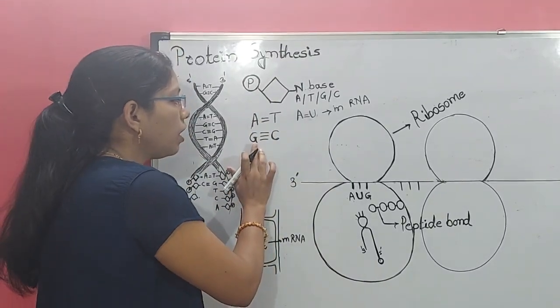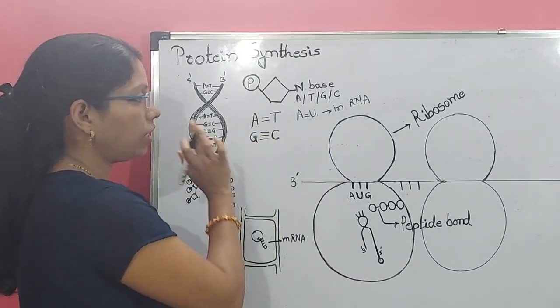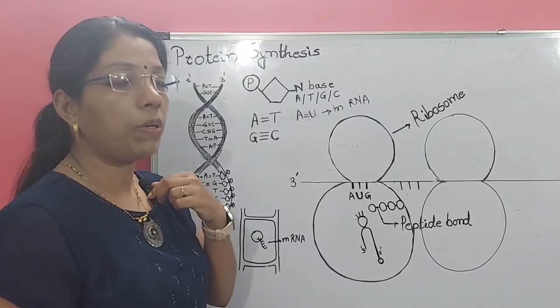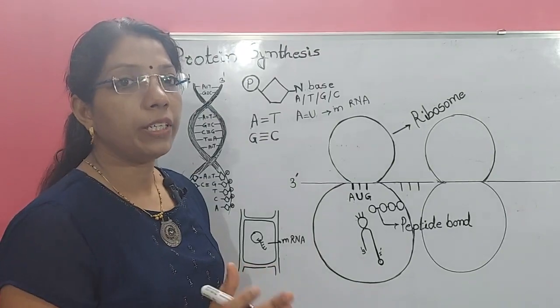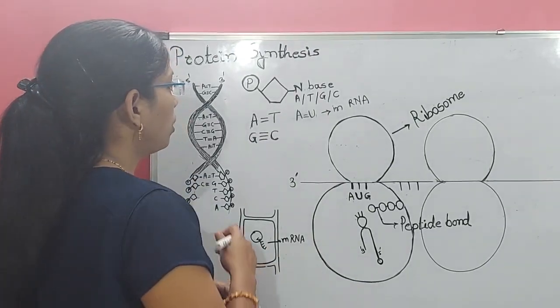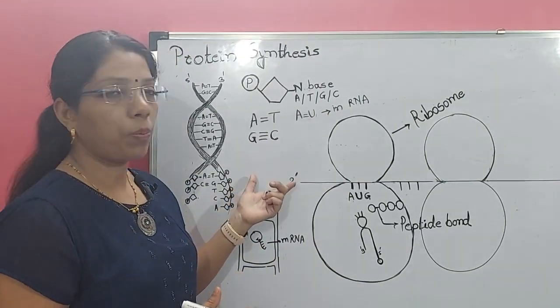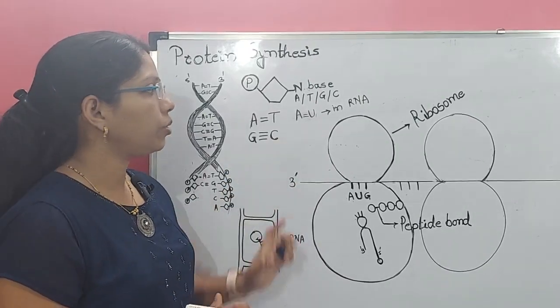And if guanine pairs with cytosine like this, then the bases are said to show complementary pairing of the bases. Then the pairing is said to be complementary to each other. So complementary means the pairing is proper, then they are said to be complementary to each other.